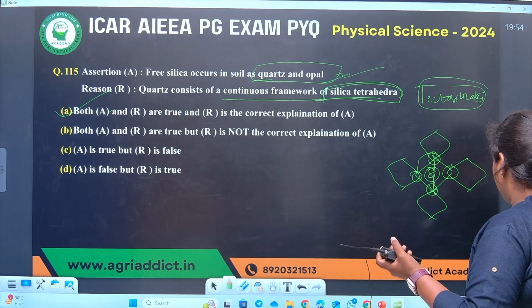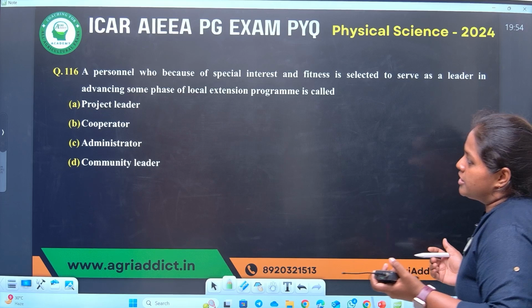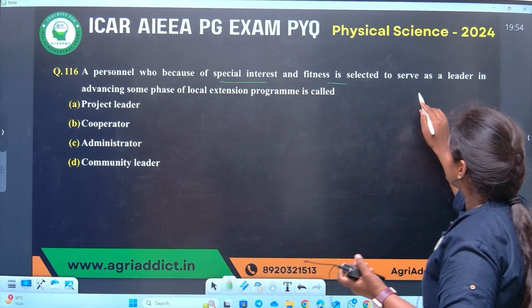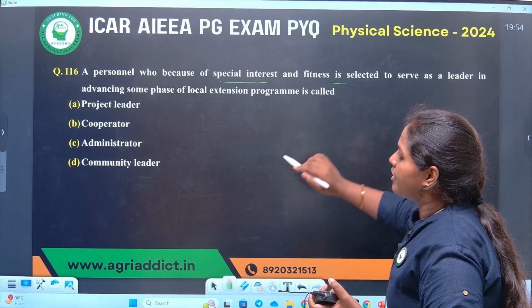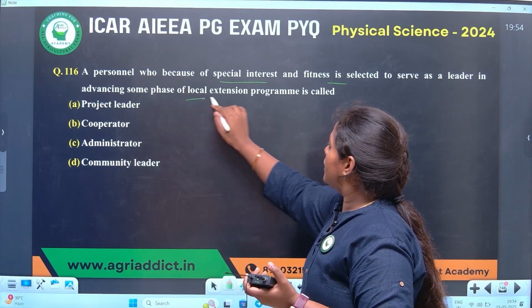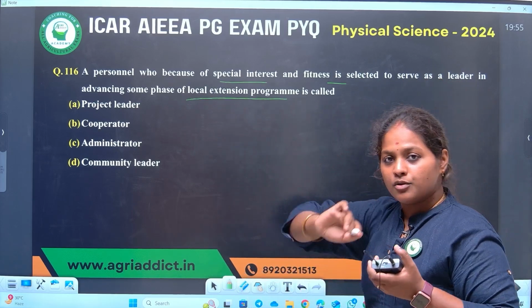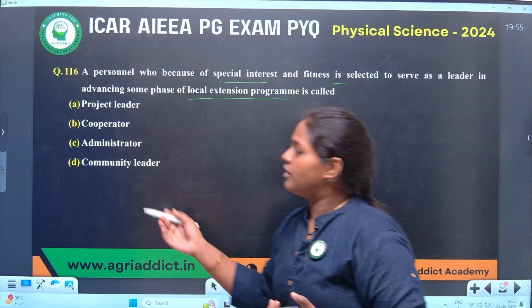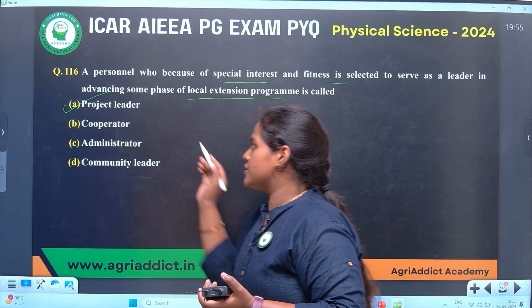It is correct. Then question number 116. A personnel who, because of special interest and fitness, is selected to serve as a leader in advancing some phase of local extension program. Person who is having interest and is becoming a leader. Who is called as that person? Project leader.